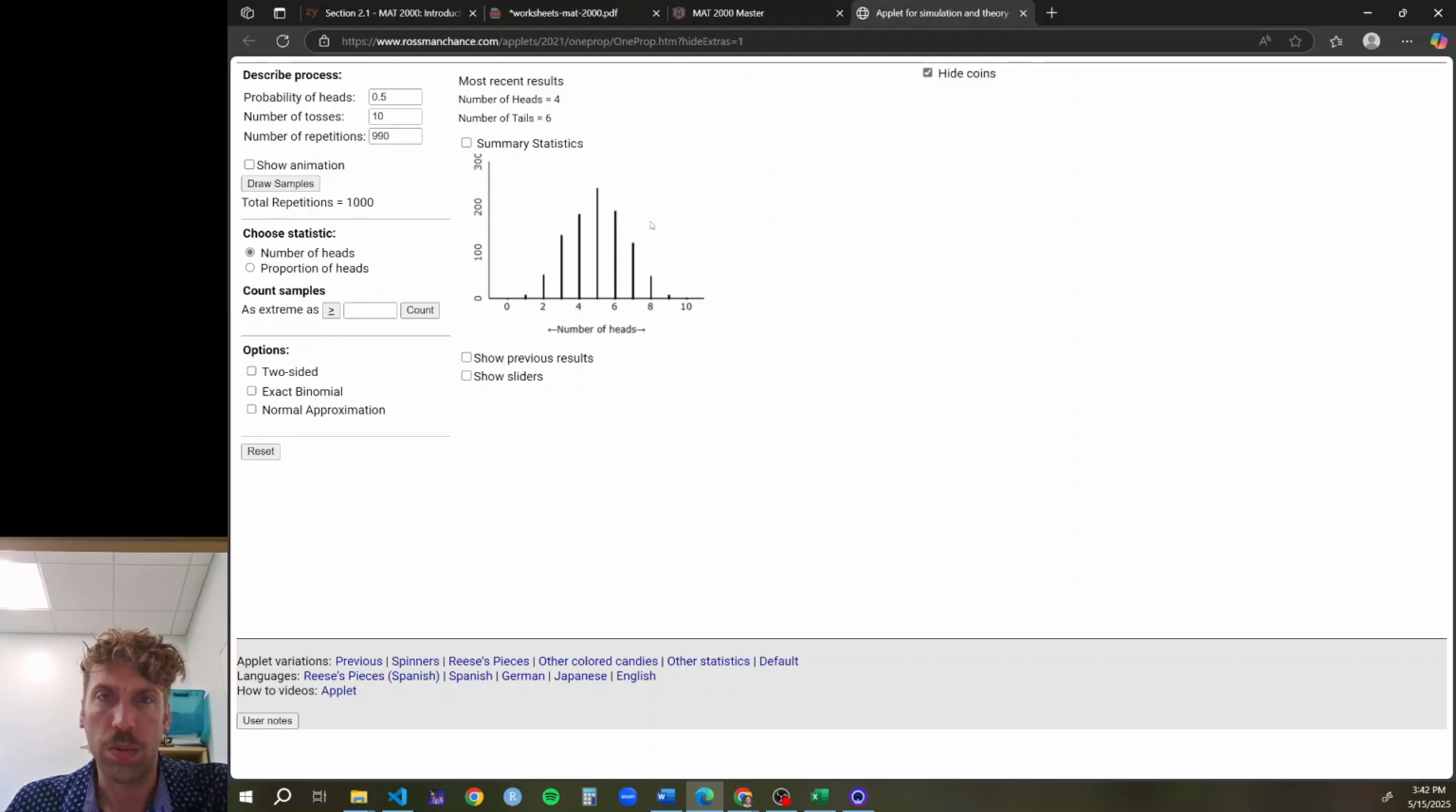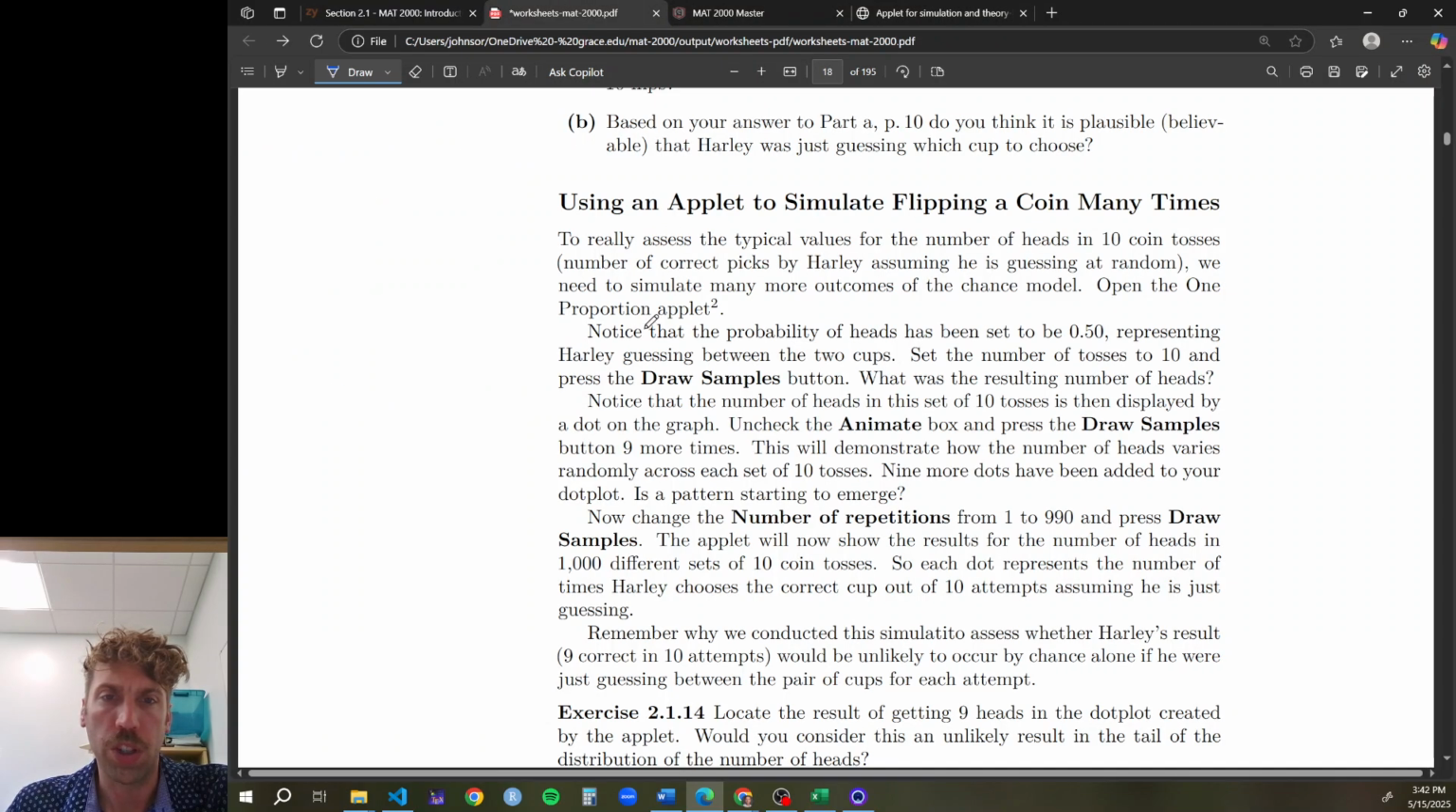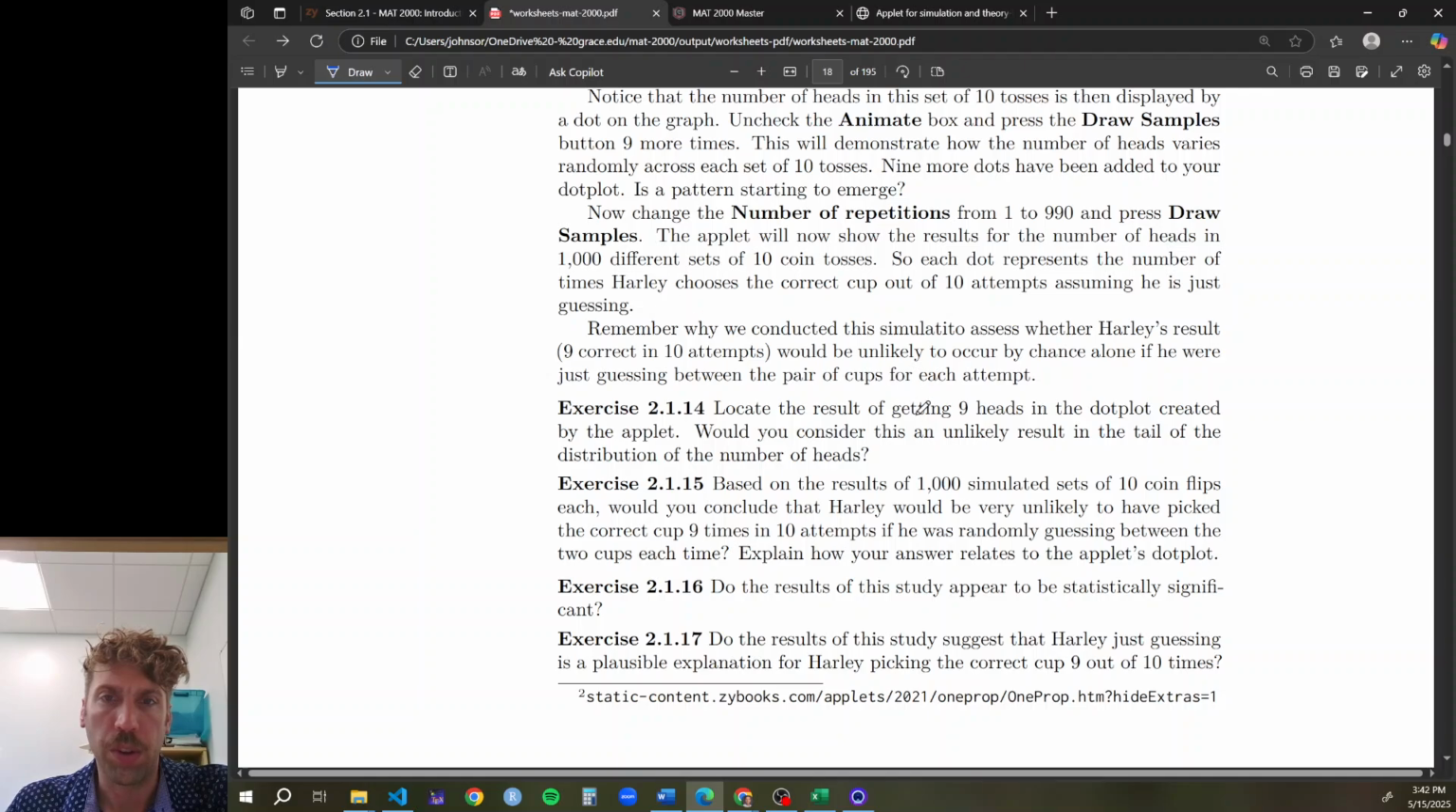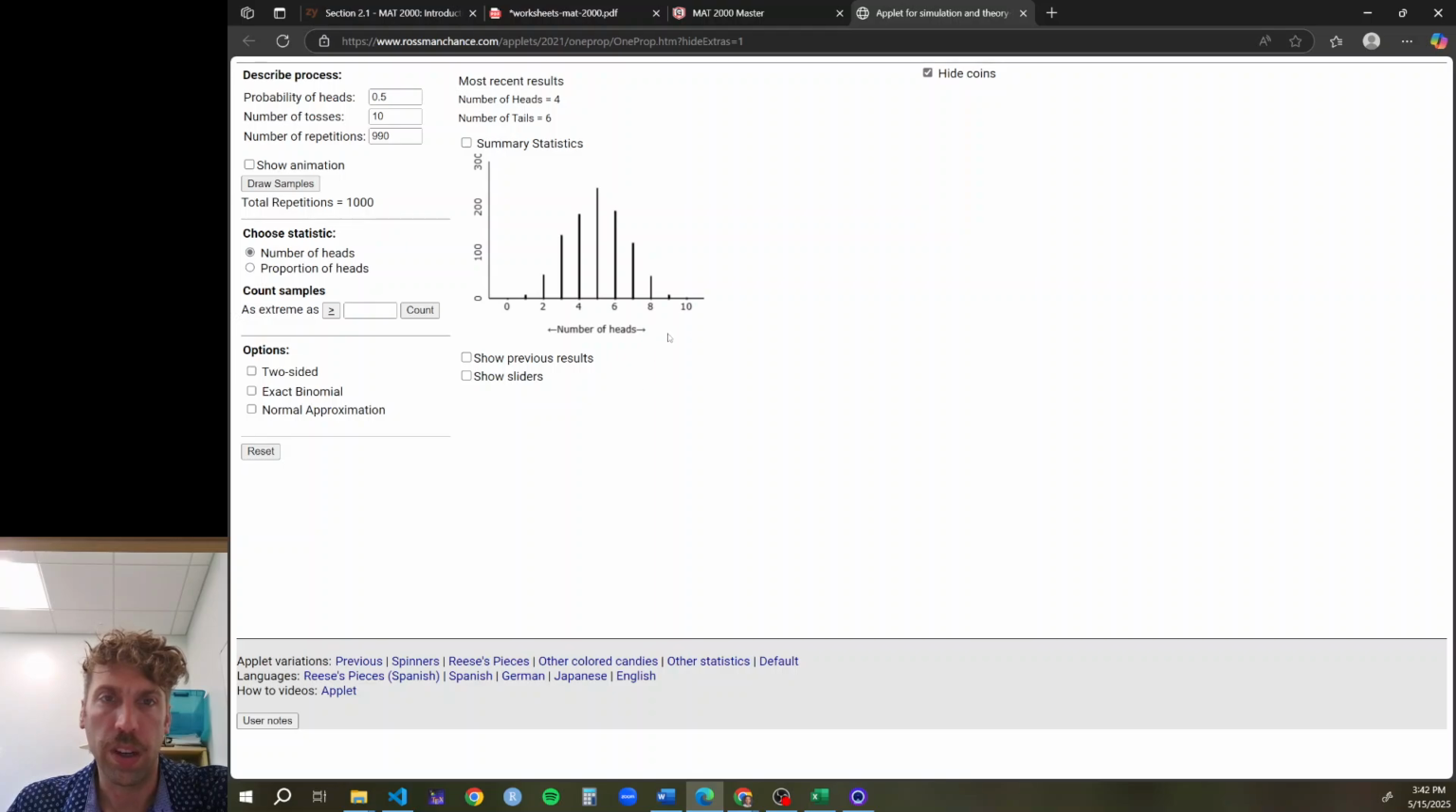And then, back to our worksheet, we want to look at the result of getting 9 heads in the dot plot created in the applet. Would you consider this an unlikely result? If we look at it, compare the area of 9 and maybe even the area of 10 to the area here. And if this is really small, you'd say it's unlikely.